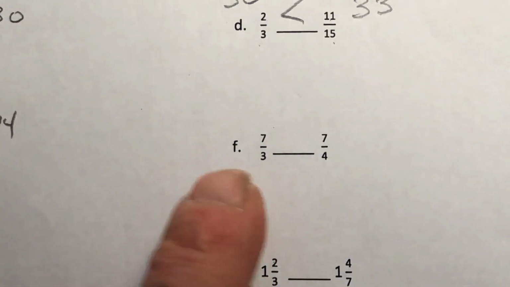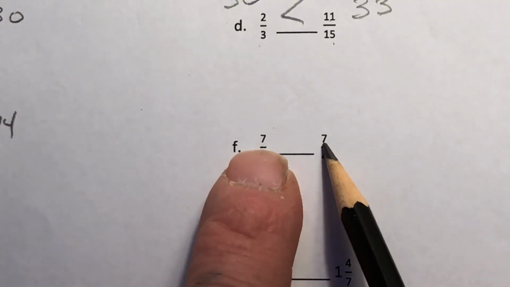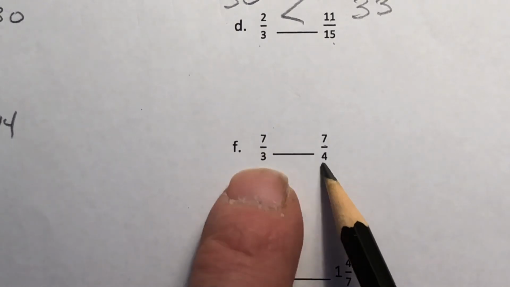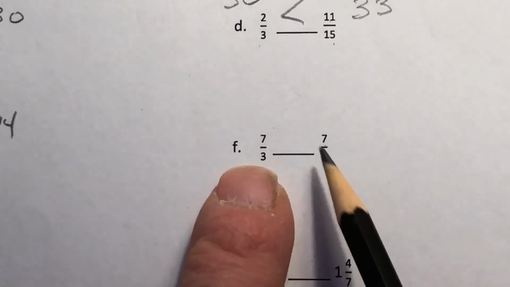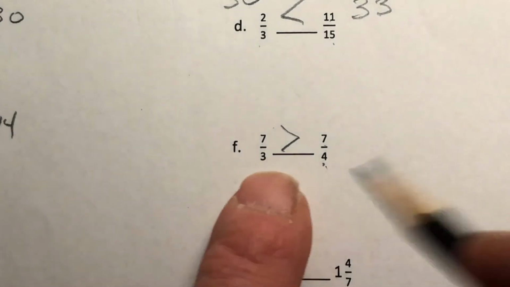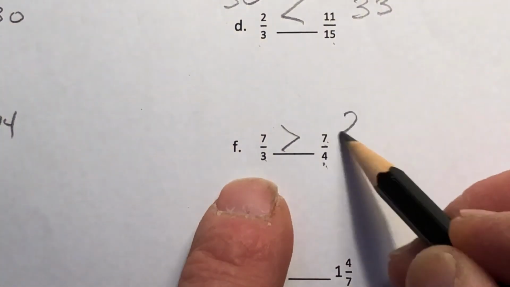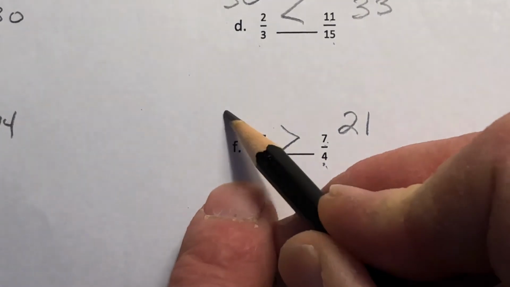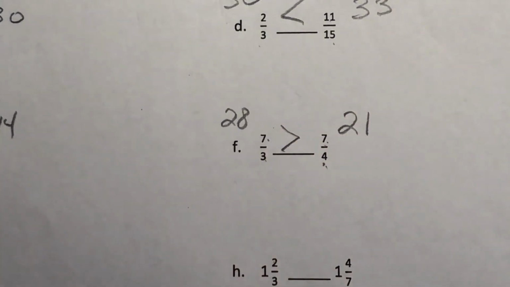7/3 and 7/4. Oh, you see how my numerators are the same? So that means which piece is bigger down here, thirds or fourths? Thirds are bigger, right? 7/3 is greater than 7/4. And watch, 3 times 7, 21. 4 times 7, 28. See?